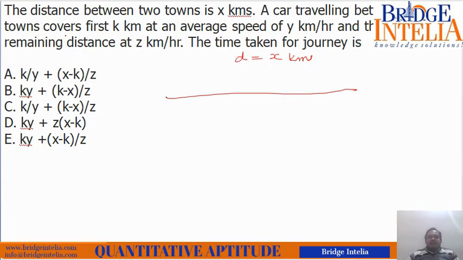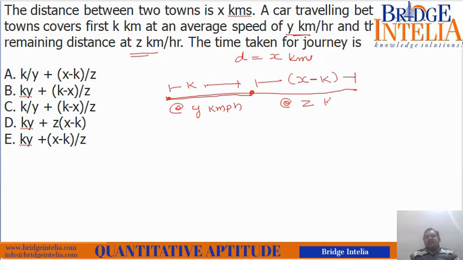A car is traveling, covers the first k kilometers, that means the first k kilometers. So from here to here it is k. So the remaining distance must be x minus k, because the total distance is x. So this portion from here to here, he was traveling at a speed of y kilometers per hour. So y kmph. And this remaining distance at z kilometers per hour. So z kmph. What is the question? Total time taken.